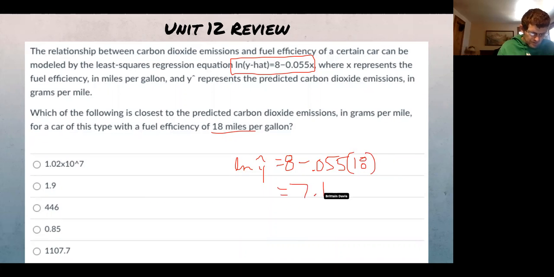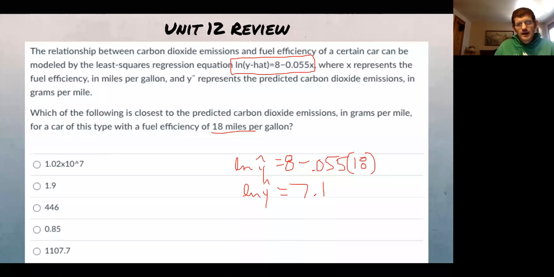And just the key thing to remember is that when you have natural log or just log base 10, then you're going to need to do the opposite. The opposite of this is going to be e to the power of natural log of Y hat. So e to the 7.1. If it was log, then it would be 10 to the power of. These cancel out, Y hat equals, and we can figure that out. The actual answer is this right here.